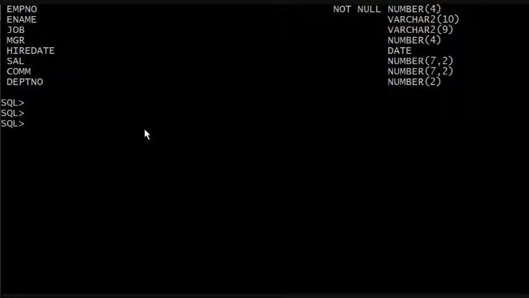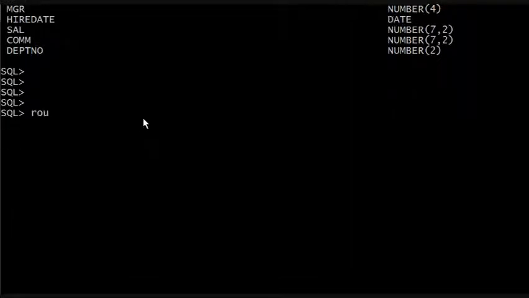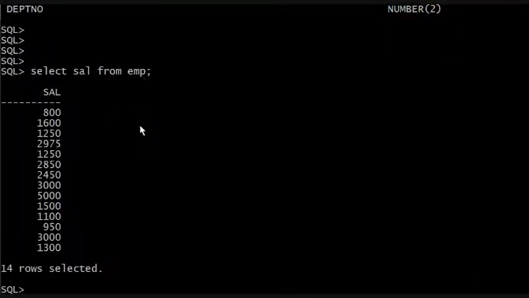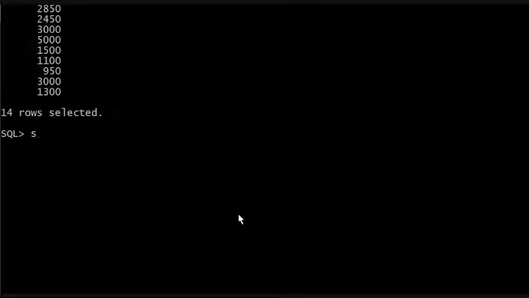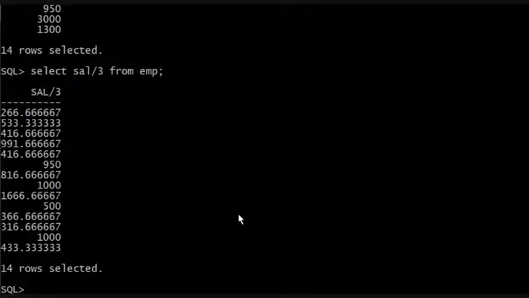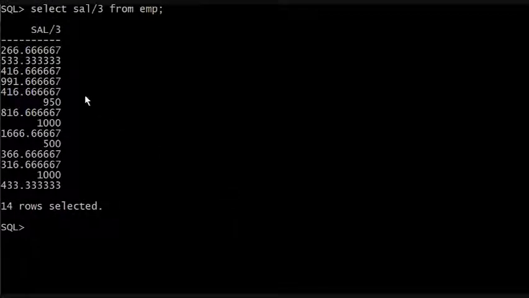Today we're going to learn how to do another function called round. We're going to round a number. So let's do select sal from EMP. The salaries are whole numbers. Let's say select sal divided by 3 from EMP. Now as you can see, these numbers have repeating digits. Some of them are whole numbers, some of them are not.